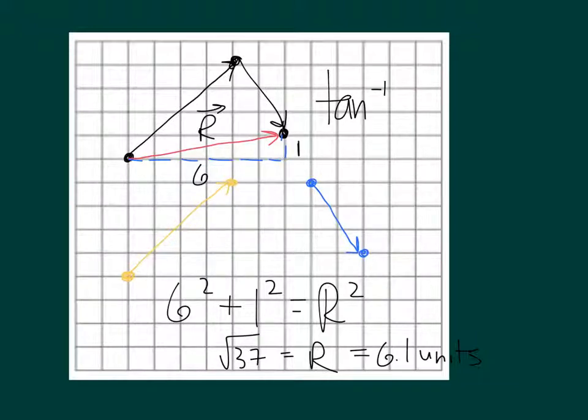Of what? So 1 over 6. Okay, the tangent inverse of 1 over 6. Where does that come from? Well, take a look. Your goal is to figure out this angle right here. This angle has an opposite leg that is known and an adjacent leg that is known. So the tangent of theta equals 1 over 6. So theta is the tangent inverse of 1 over 6.